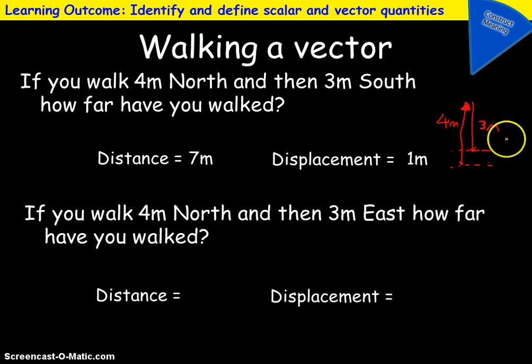So parallel vectors are very straightforward, and you just add them and take them away. There's nothing complex about that at all. When you've got vectors that are perpendicular to each other, it becomes a little bit more challenging.